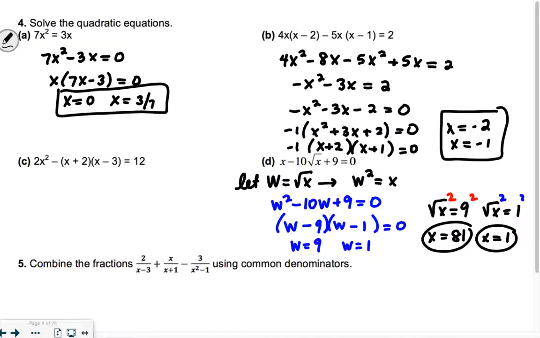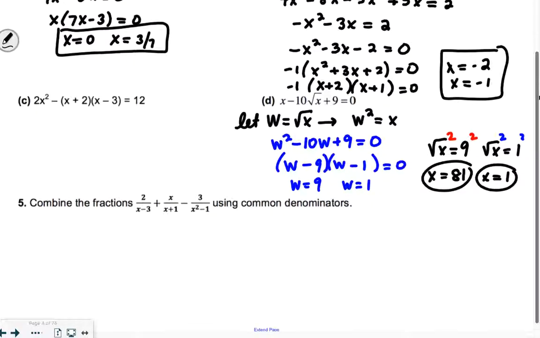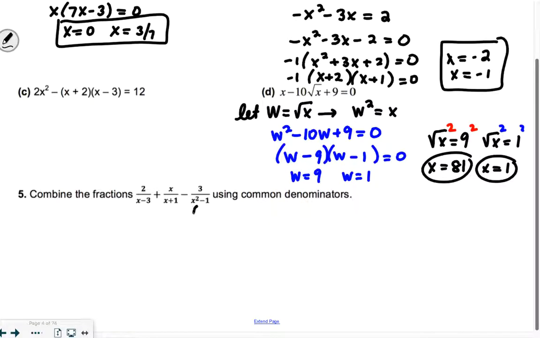All right, so looking at these next ones, it says combine the fractions using common denominators. So we know that x squared minus 1 is really x plus 1 times x minus 1. If we had denominators like 2, 3, and 4, what would our common denominator be? 12. You guys know that it's not 24, right? 2 times 3 times 4. You all knew it was 12. So we're getting the least common multiple. That's why it's called the least common denominator. So we're getting it as small as possible.